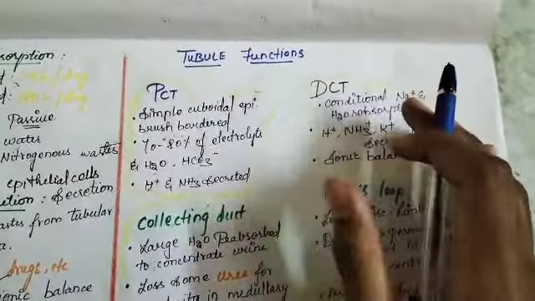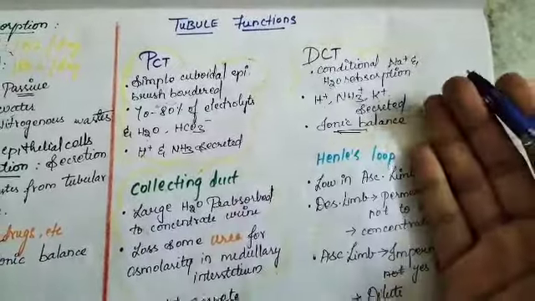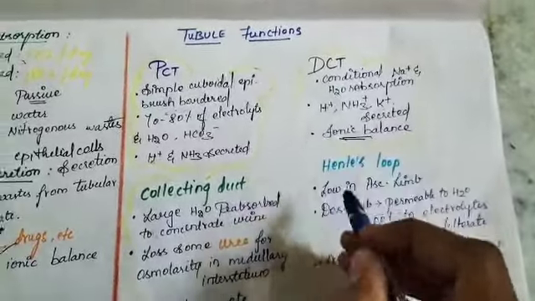They are mainly involved in the ionic balance and the osmotic balance. So next one is Henle's loop.